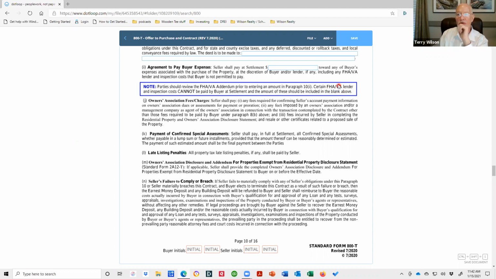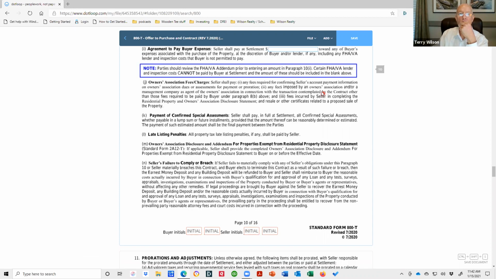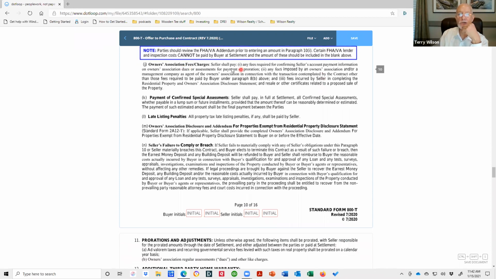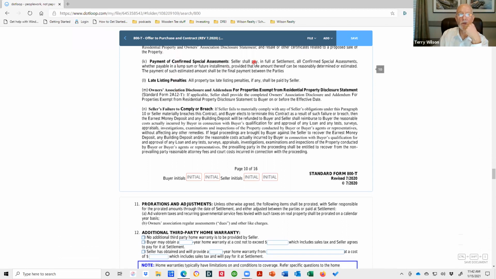So do be careful if you're representing the seller when you advertise this property for sale. Are you going to be okay taking FHA or VA loans knowing that the seller is going to have to pay for the inspections? Owners Association fees, seller shall pay any fee that is confirmed, as we talked about. Not much else I want to say about that. Seller also will pay for any confirmed special assessments.